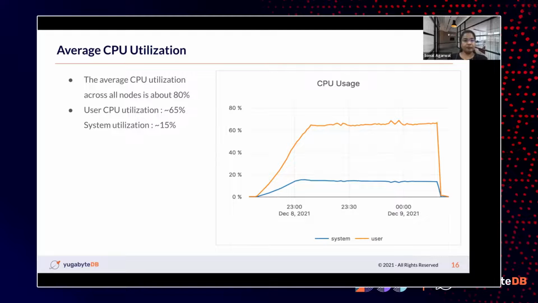There is a metrics page on the platform UI, so we will be seeing the different information that this metrics page shows us. One of them is the CPU utilization at the node level. As we can see across the run, it is 80%: 65% is user CPU utilization and 15% is system CPU utilization.